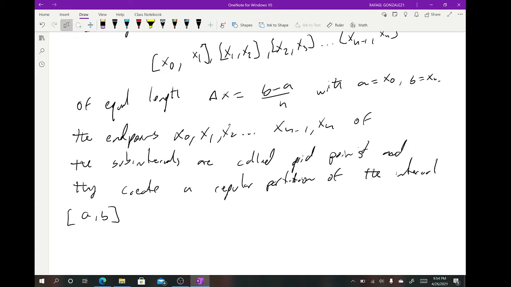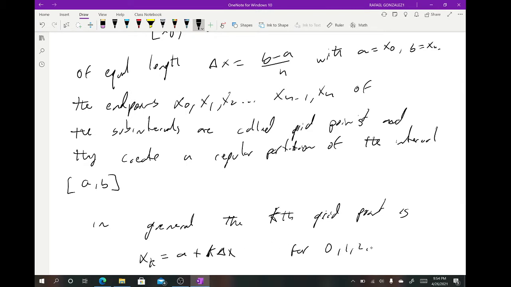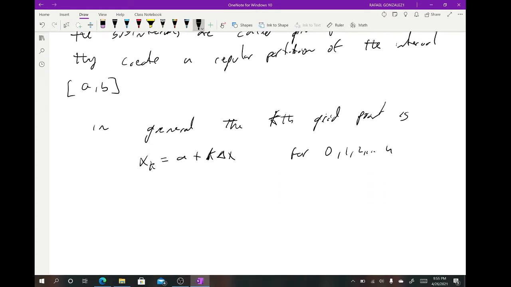In any case, they create a partition of the closed interval [a, b], and in general, this is the important piece, in general, the kth or ith grid point is xk equals a plus k times delta x for k equals 0, 1, 2, all the way to n. Now the important piece here is this delta x. Delta x is the width of the partition, given by (b minus a) over n.